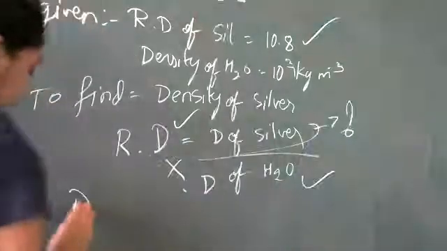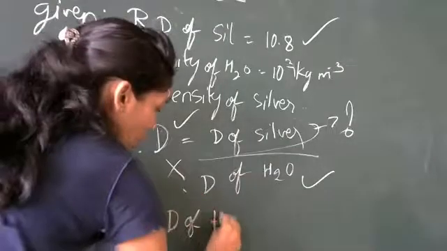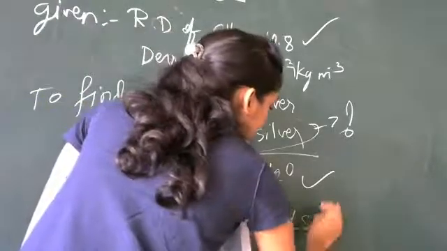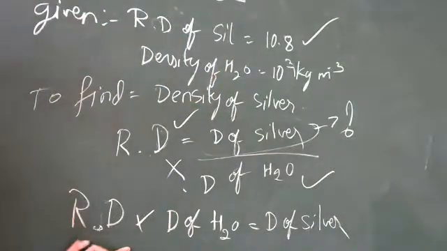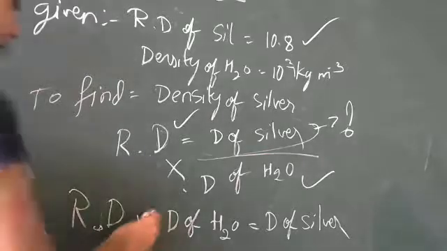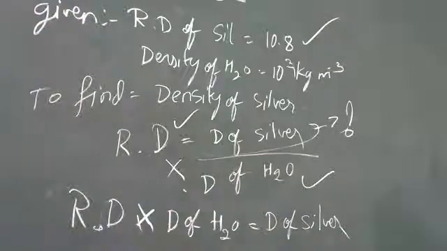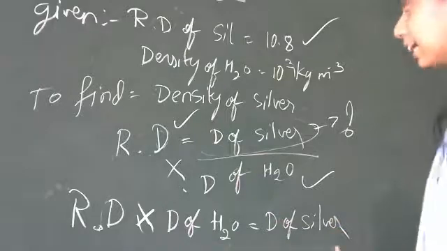So I will get relative density into density of water will give me the density of silver. So what is relative density? Is it given to me in the sum? Relative density is given. Yes, answer me. Is relative density given? Then density of water also is given. Then when I multiply both, I will get density of silver.